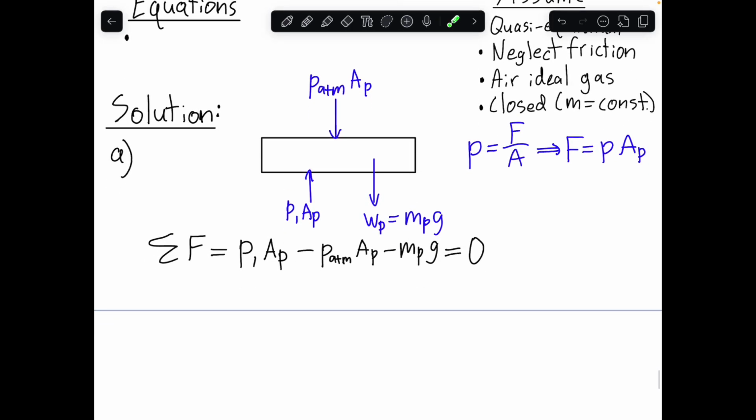And then we want to solve for P1 here, so we can rewrite this equation. We have everything else known. They give us a value for AP. They give us a value for the mass of the piston. They give us the atmospheric pressure, and we know gravity as well.